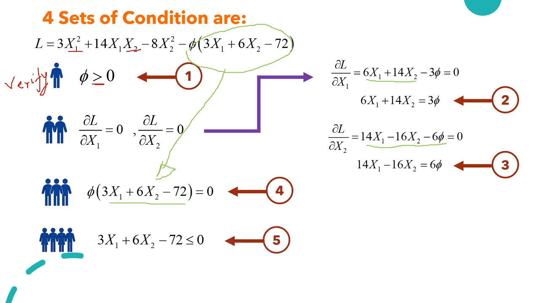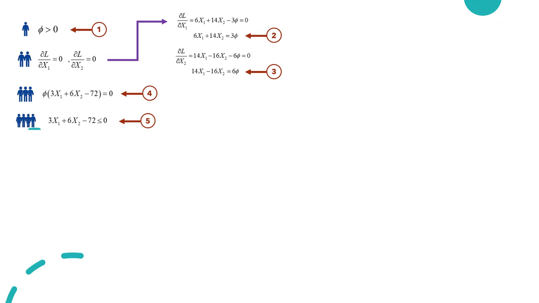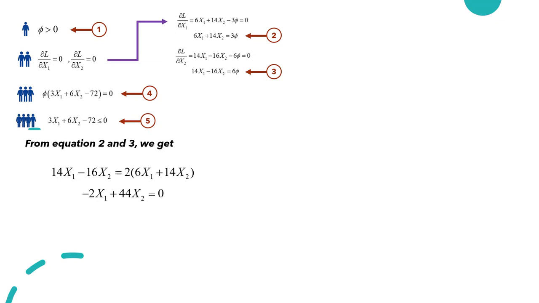So when you look here, to solve this, I can use equation number 2 and 3 to identify the values accordingly. So let me equate equation 2 and 3. When you equate it, we'll get 14x1 minus 16x2 is equal to 2 times 6x1 plus 14x2, which gives an equation like this: minus 2x1 plus 44x2 is equal to 0. I'll consider this as equation 6.